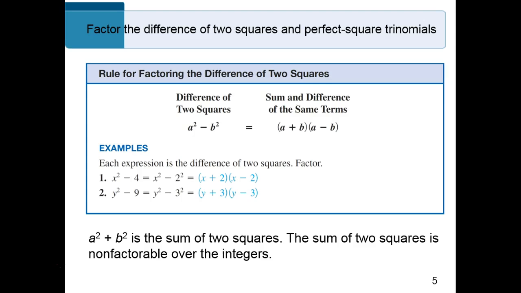How about y squared minus 9? Can you factor that? Yes. Y minus 3 times y plus 3, and the order doesn't matter.